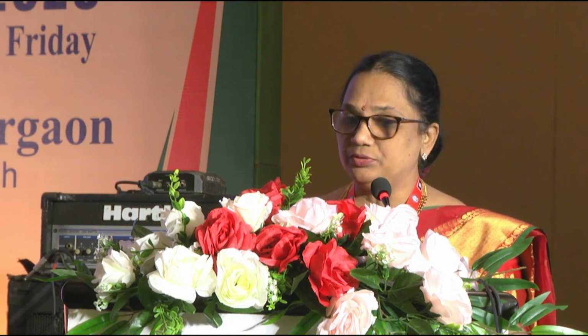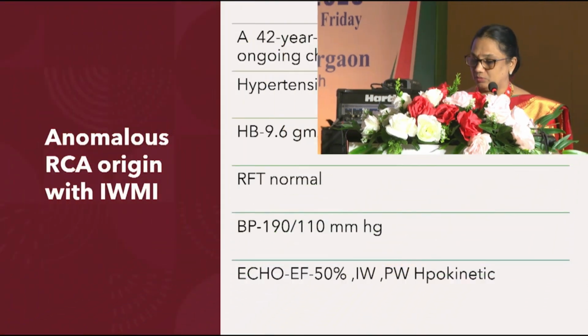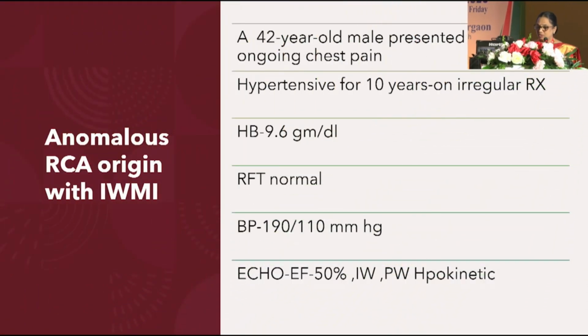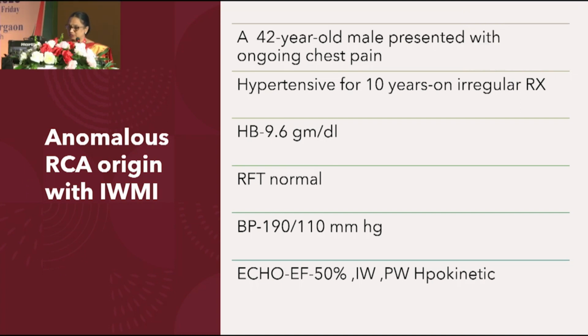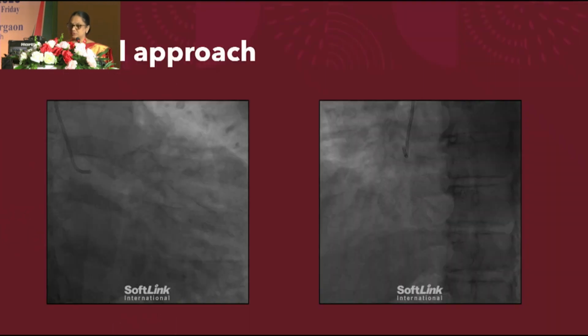I'll show a few case examples of what challenges were faced and how I managed them. A 42-year-old male with uncontrolled hypertension, non-compliant with medications, with a hemoglobin of 9.6. He came with a blood pressure of 190/110. His EF was 50% and he had an inferior wall MI.